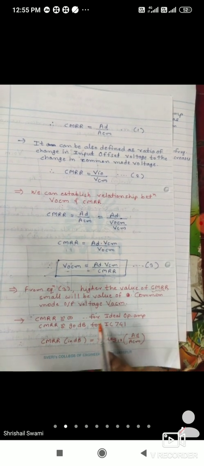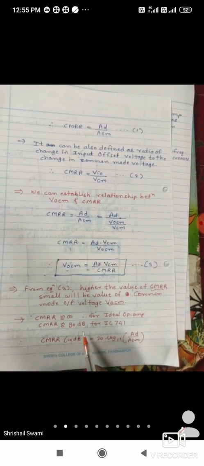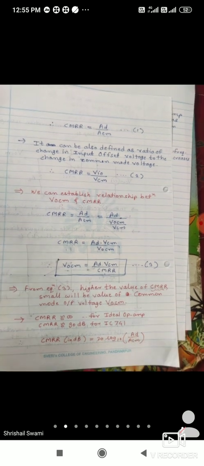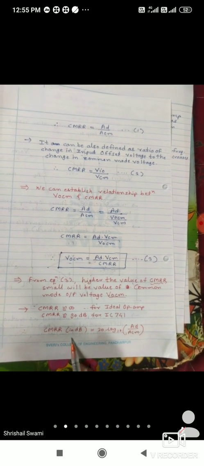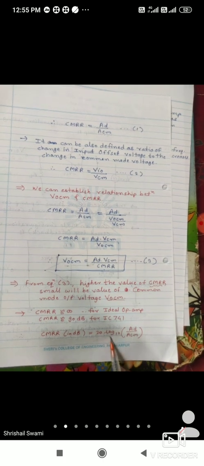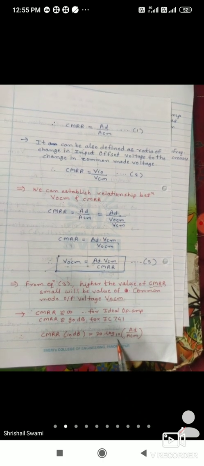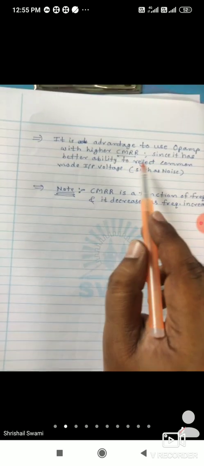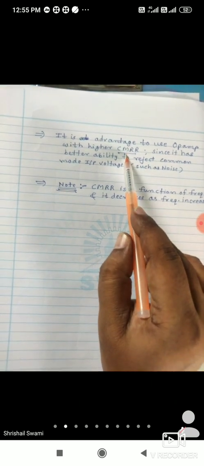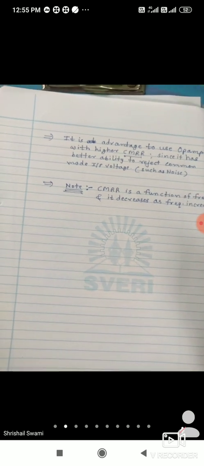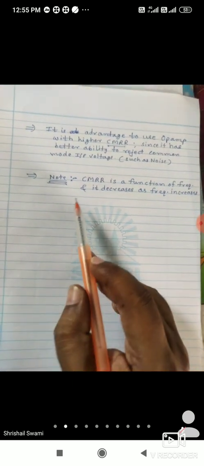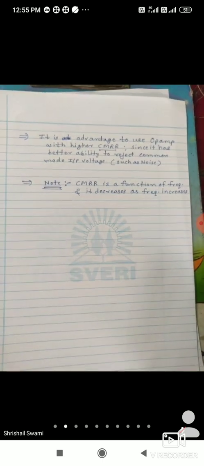So CMRR is infinite for an ideal op amp, and CMRR is 90 dB for IC741, which is known as a practical op amp. CMRR is expressed generally in dB. So that formula is given as 20 into log base 10 of AD divided by ACM. So it is an advantage to use an op amp with a higher value of CMRR. If CMRR is higher, then obviously the ability of the op amp to reject the common mode input voltage will increase.